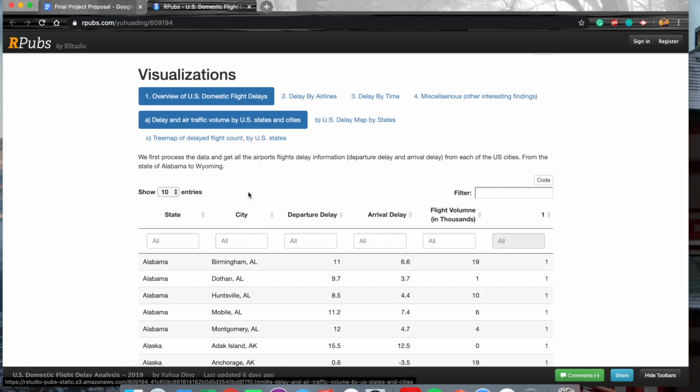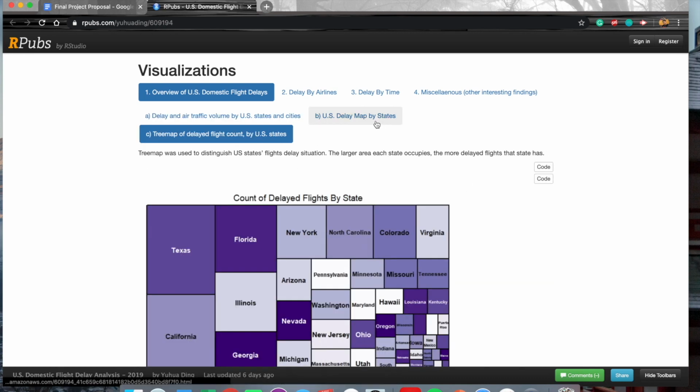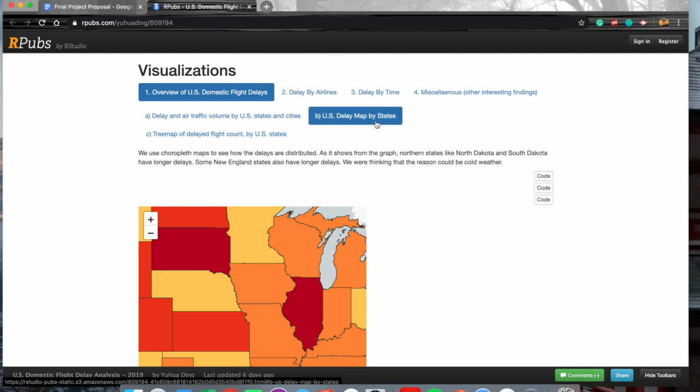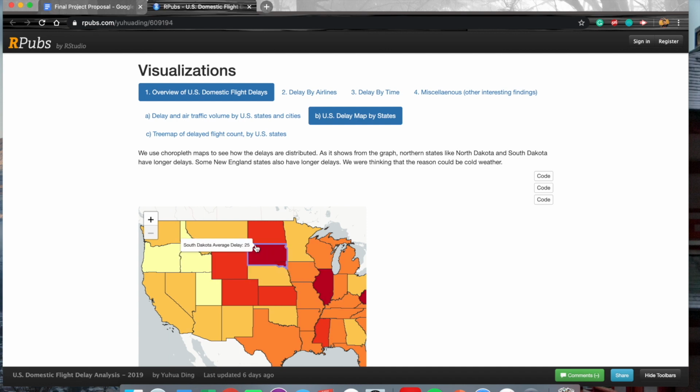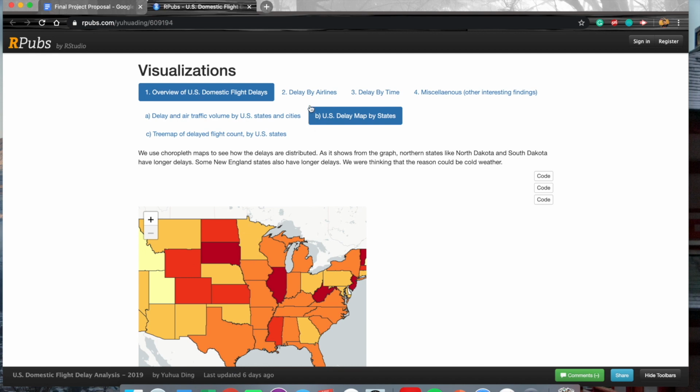So first of all, let's look at the overview of US domestic flight delays. We have some pictures here. So let's go to B, US delay map by state. We use choropleth maps to see how the delays are distributed, and as it shows from the graph, northern states like North Dakota and South Dakota have longer delays. Some New England states also have longer delays. So we were thinking that the reason could be the cold weather.